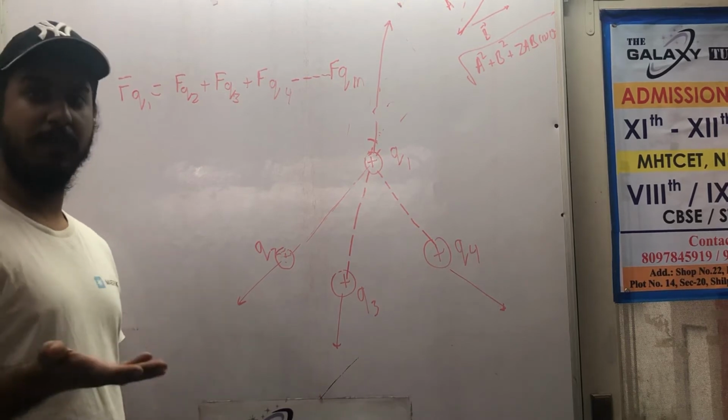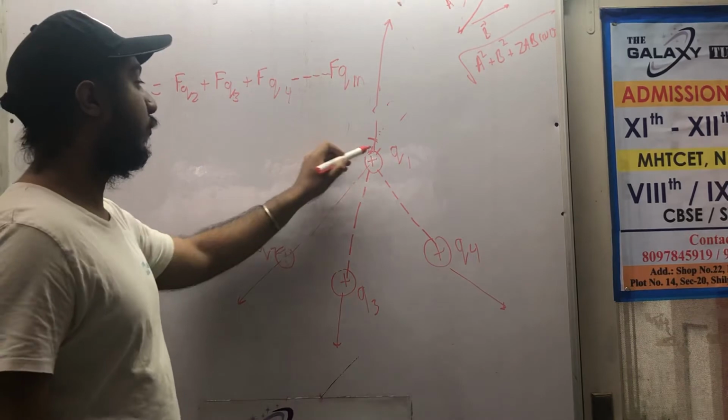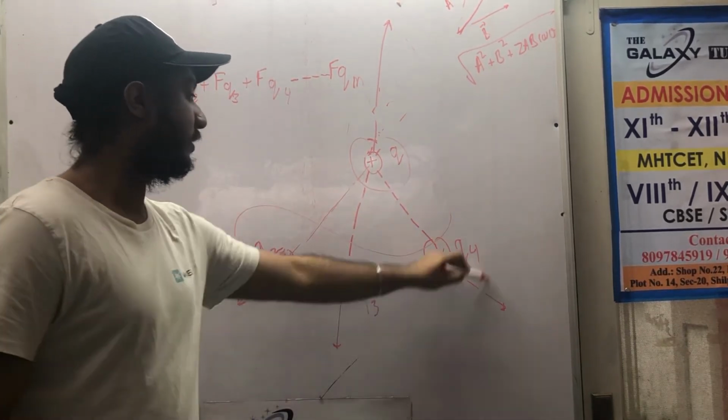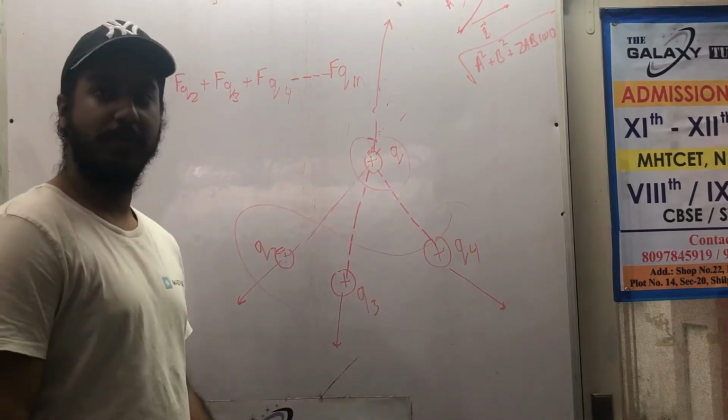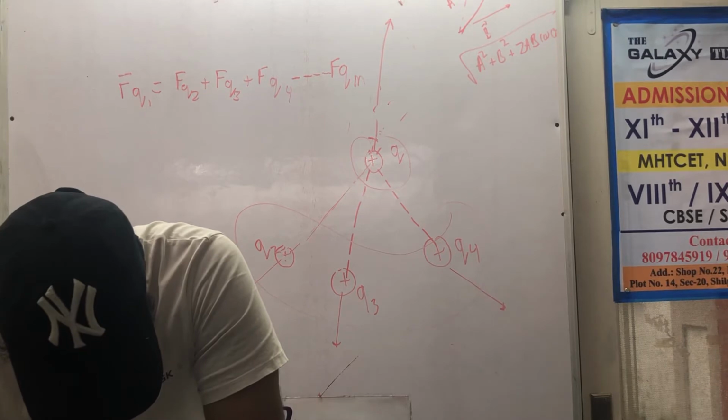As the number of charges increases, you can simply use the method that I told you. This is the principle of superposition. But why is the principle of superposition used? It is used to find the force acting on a single charge due to many charges. These are the many charges, and this is the single charge we are talking about. Now we will do one numerical. It will make your concept clear.